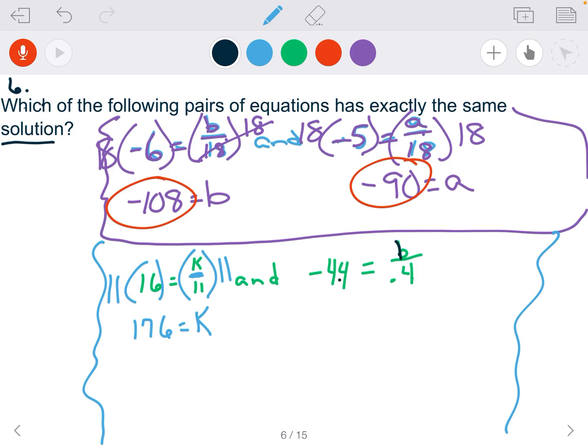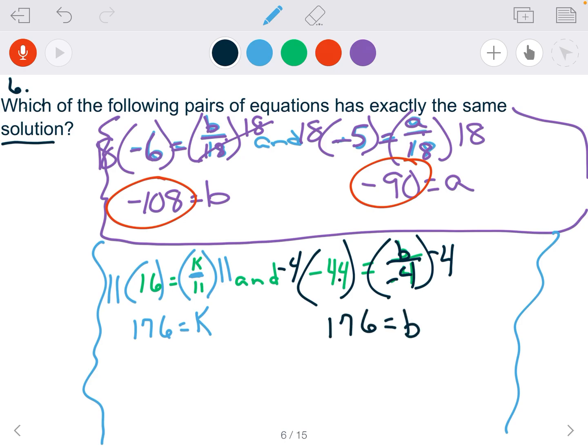-44 equals b divided by -4. I need to undo divide by -4. I do the opposite of divide, which is multiply, so I multiply by -4. What I do to one side, I have to do to the other side. And then I take my -44 and multiply by -4, and I get a positive 176 equals b. These two solutions are the same, so I would pick this answer choice.